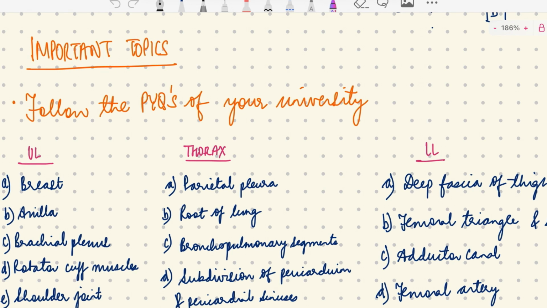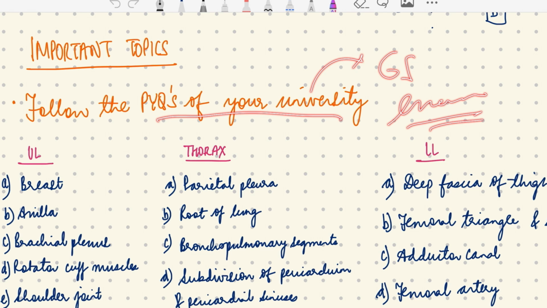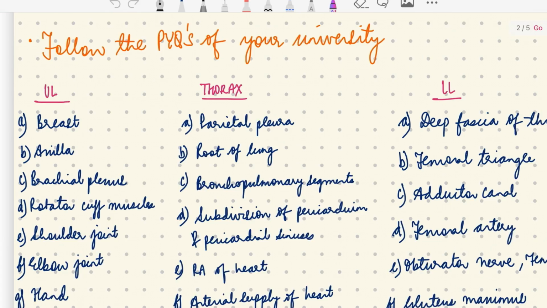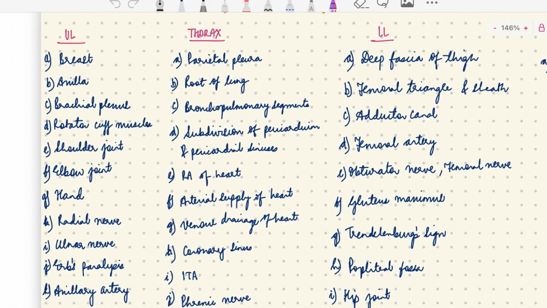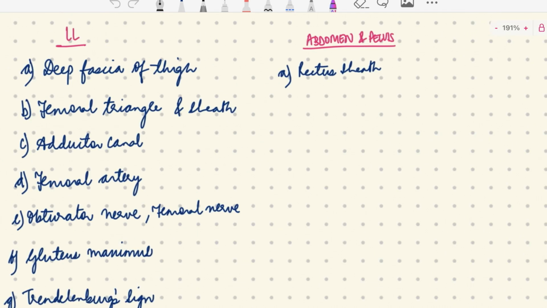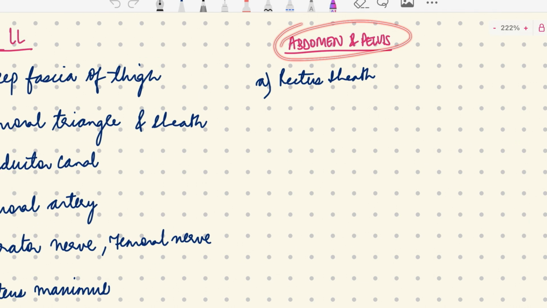Now coming to important topics. For important topics, you'll have to follow the PYQs of your university. Okay, so the PYQs of a university are a gold standard for your exams. Trust me, 50 to 60% of the questions would be repeated only. So make sure you do your PYQs properly. For your reference, I've attached a few questions of upper limb, thorax, and lower limb. If you want, you can have a look. And likewise, you can create your own questionnaire of abdomen and pelvis. If you want me to provide it, please do comment. I'll surely give it to you.